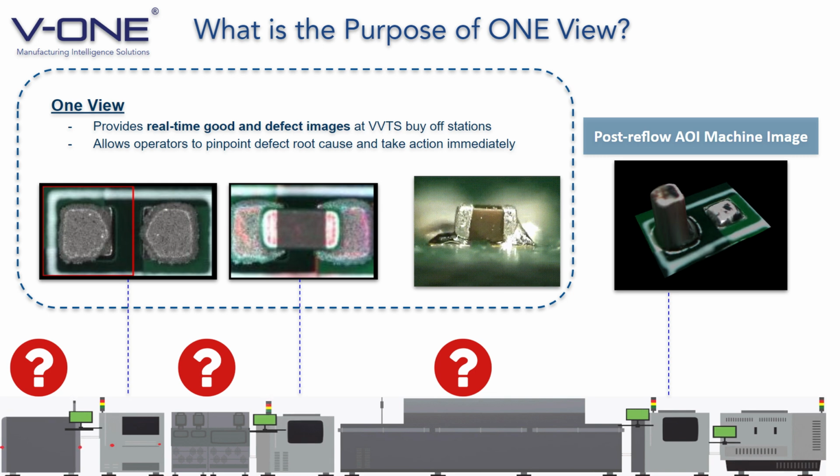Imagine this: you have a single screen, and it shows you the performance of all your machines. Key metrics like yield, first pass yield, and defects per million opportunities. You can track the progress of each job order and even spot potential bottlenecks in real time. So you can see everything that's happening without having to run around the factory floor. Exactly. That's incredibly efficient.